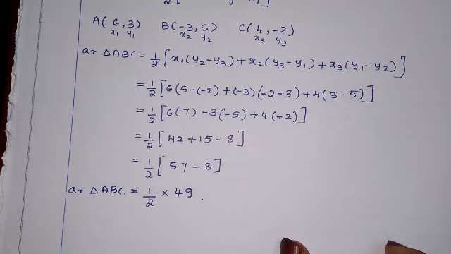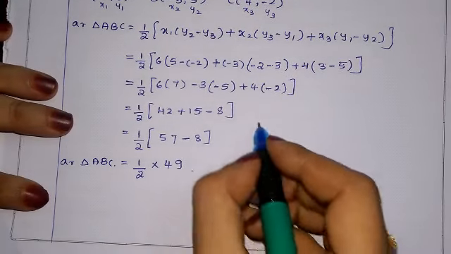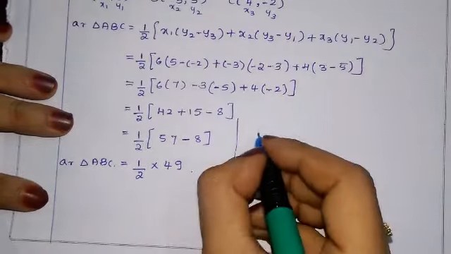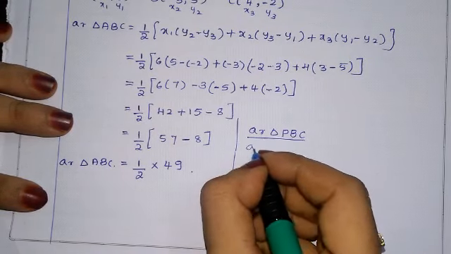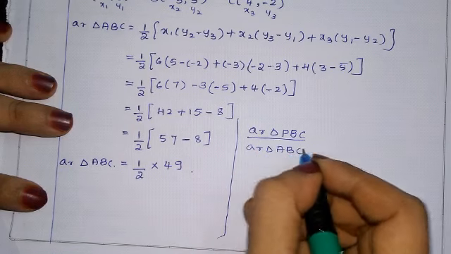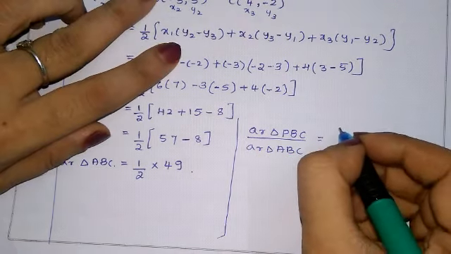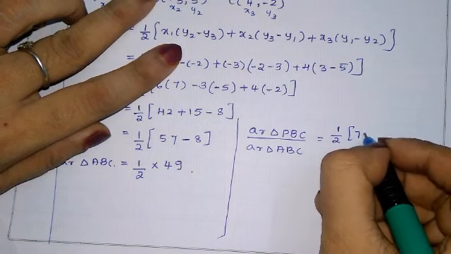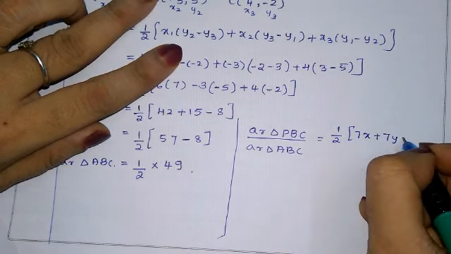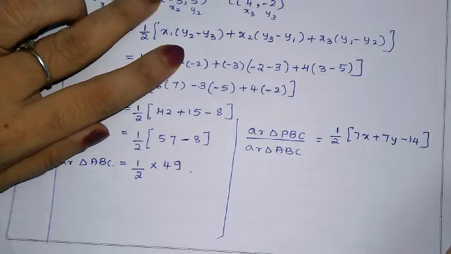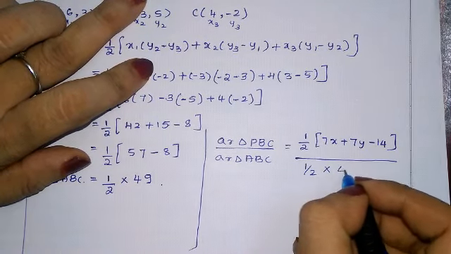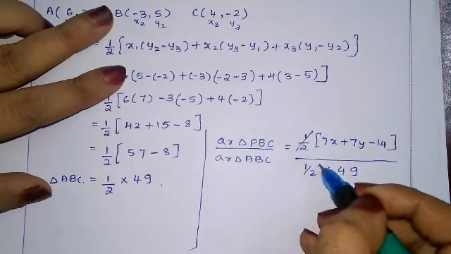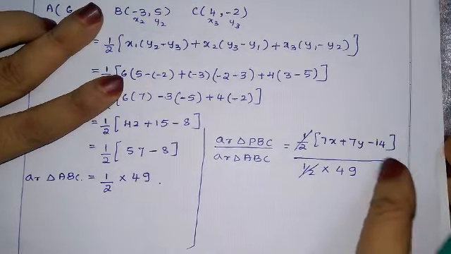Now they have told us to show that, so I'll do it here. Area of triangle PBC upon area of triangle ABC is equal to the PBC value we got, half of 7x plus 7y minus 14. I'll write it as it is, upon half into 49. Okay, the half got cancelled.